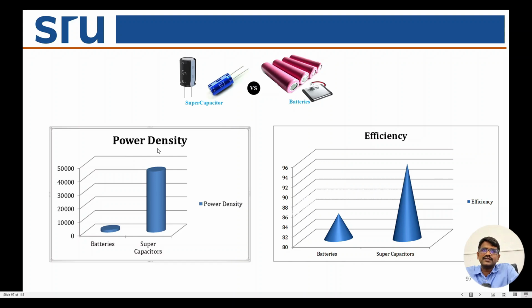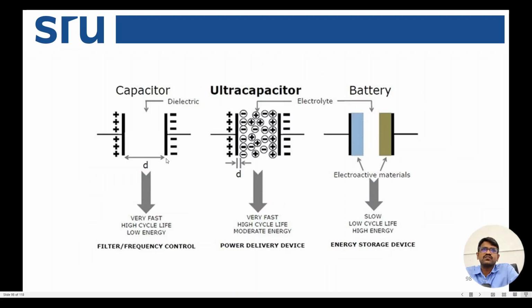Power density wise, supercapacitors have higher power density; batteries not that much. Efficiency wise, supercapacitors are more efficient than batteries. Coming to the construction schematic picture of capacitors, ultracapacitors, and batteries: an ultracapacitor is nothing but a supercapacitor. In capacitors, we have two parallel plates, and in between the plates we introduce a dielectric.